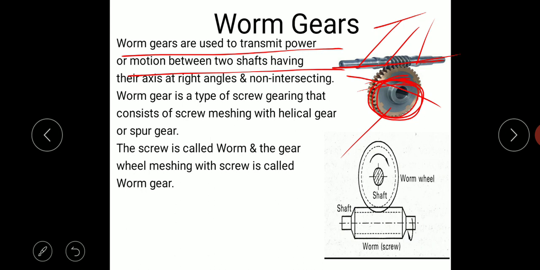And the applications of worm gears are that they are used in lifting devices and also in cranes and conveyors.